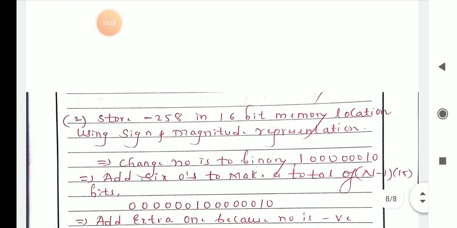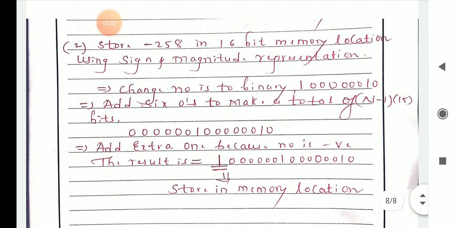Second example: store minus 258 in a 16-bit memory location using sign and magnitude representation. Minus is there. If it is minus, what will happen? The first step is to change the number into binary. You know how to convert that: divide by 2, the LCM method.